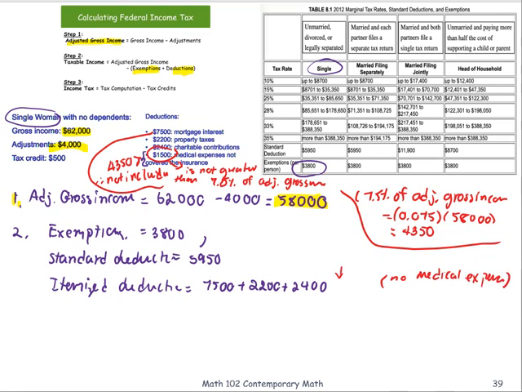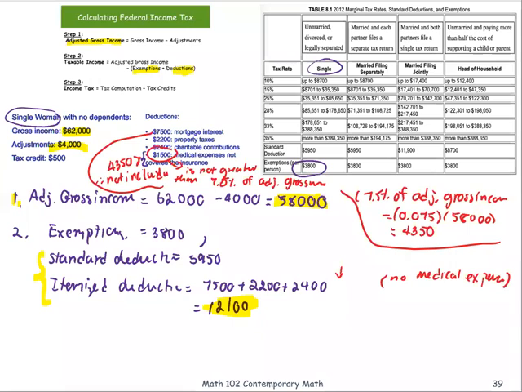For the itemized value of these three numbers, it comes up to be 12,100. Next, we're going to compare which one is greater between the standard and itemized deduction. It is very obvious, the itemized deduction is greater. So we're going to take 12,100 as part of the calculation.